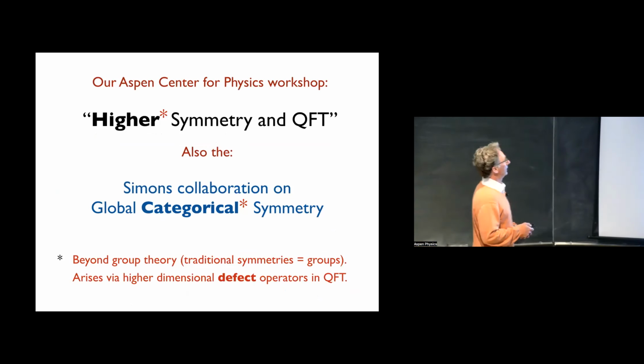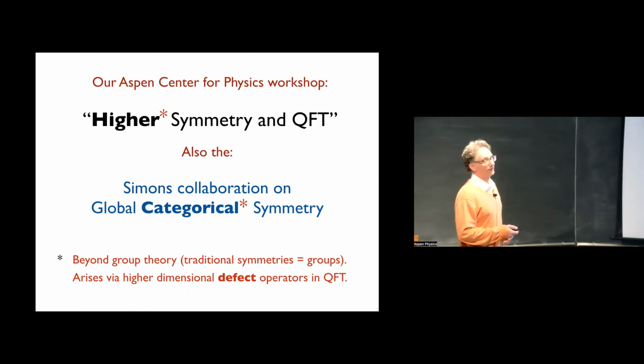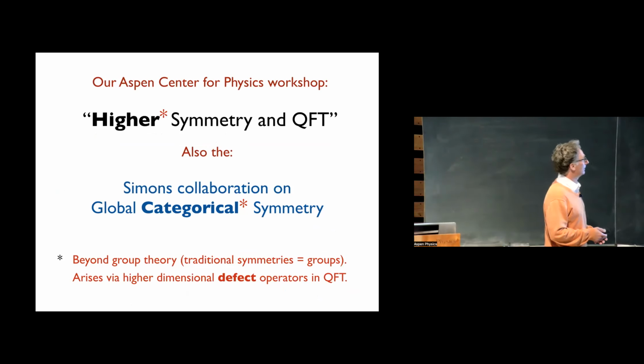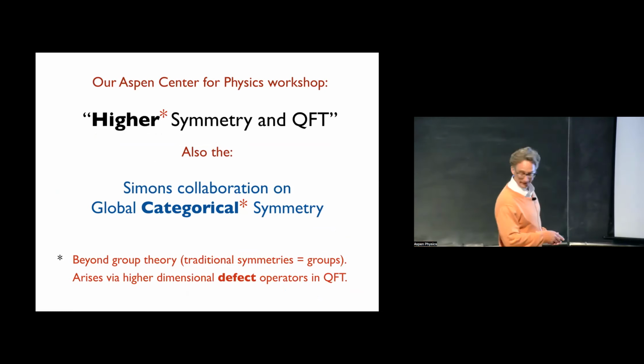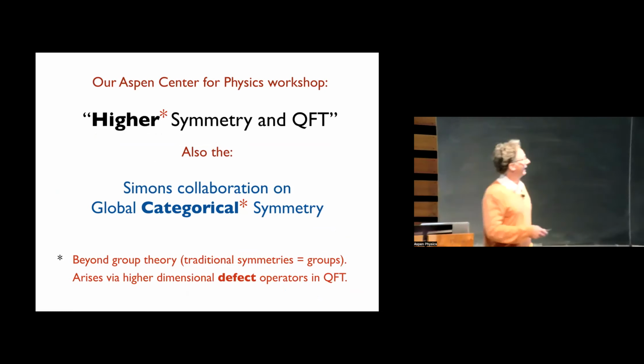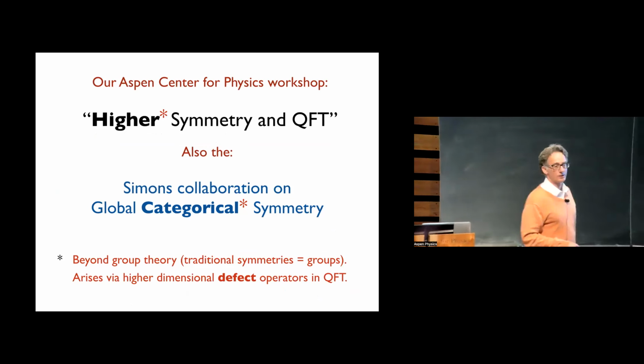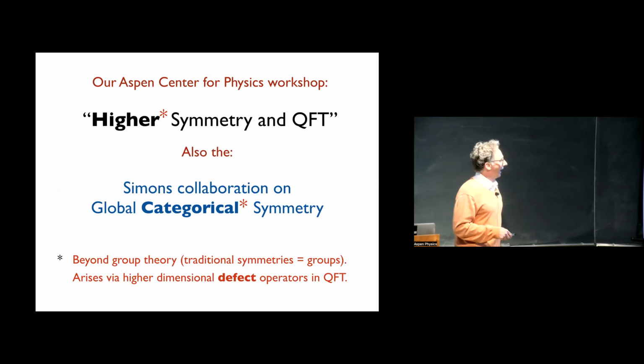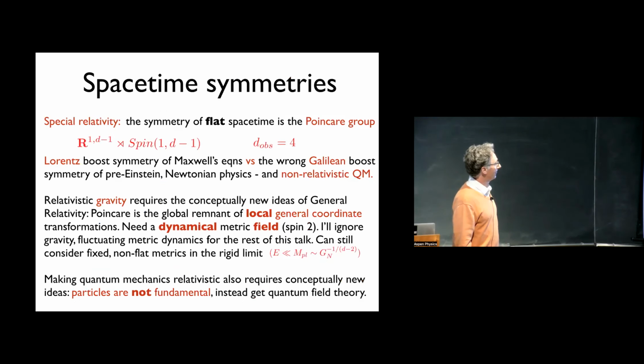So our Aspen Center for Physics workshop is on higher symmetry and quantum field theory. And I'm also part of the Simons collaboration on global categorical symmetries. And so I highlighted here higher and categorical. I wanted to explain that a little bit more. So this is the kind of newer elements of going beyond group theory. So traditional symmetries are groups. And these higher symmetries or categorical symmetries arise via higher dimensional defect operators in quantum field theory.